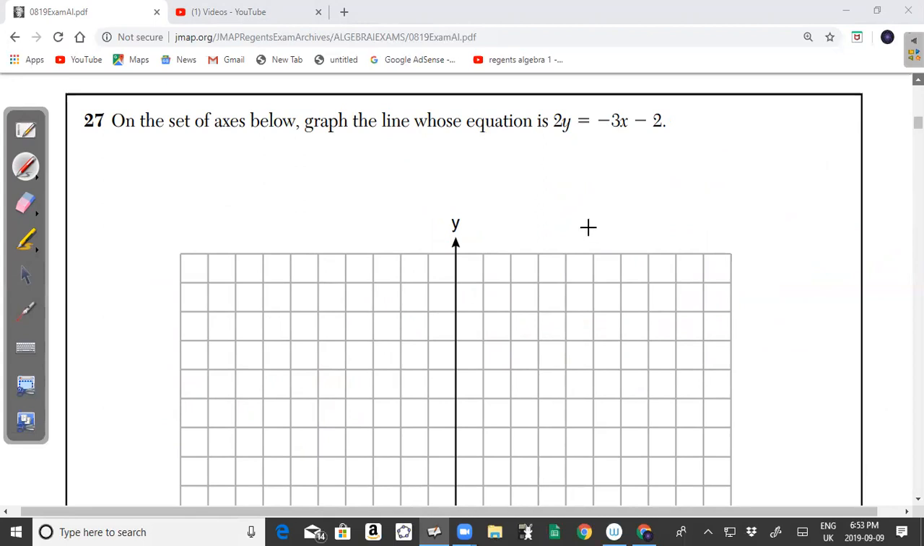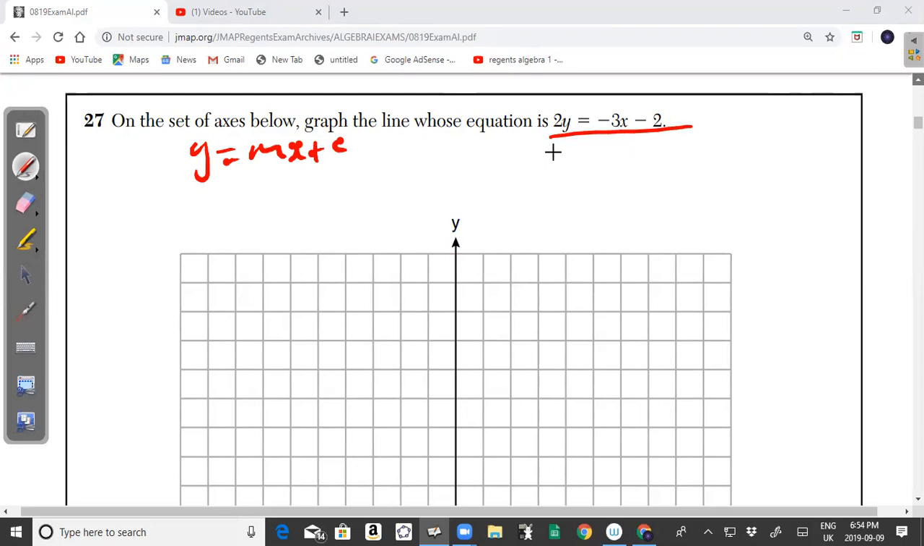The first thing I will do here is to change this equation to y equal to mx plus c, or plus b, it doesn't matter what letter you use there. This just represents the y-intercept, and the m represents the slope. So we can solve for y here.